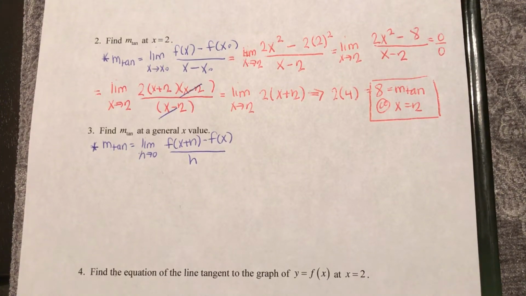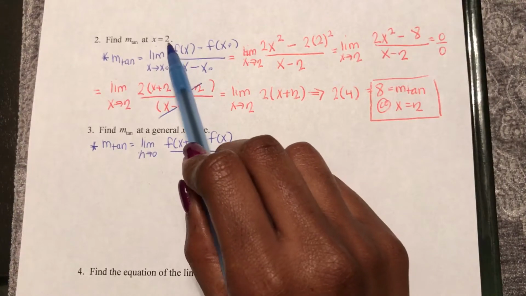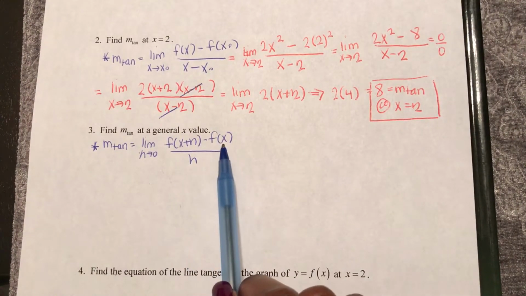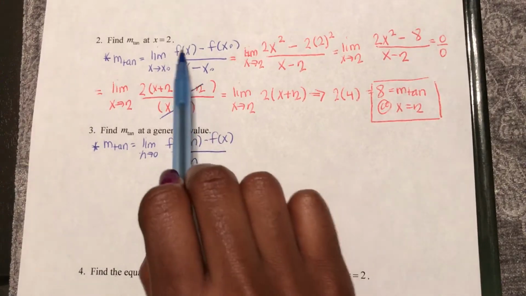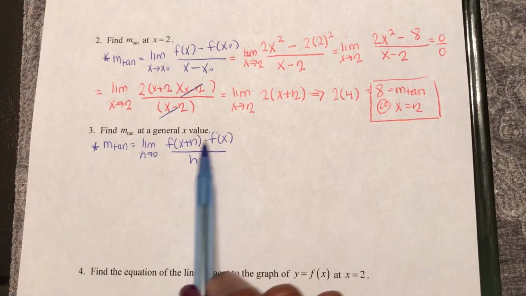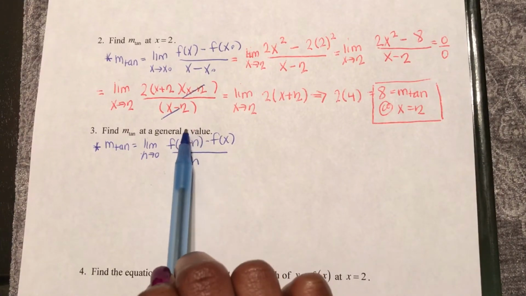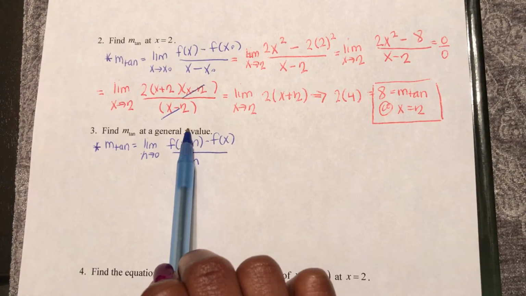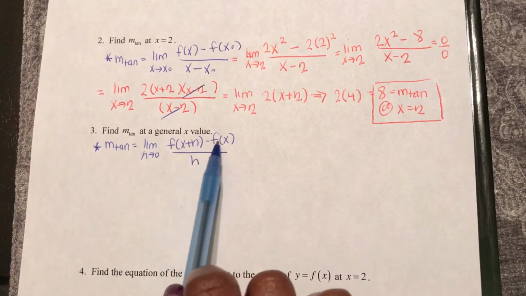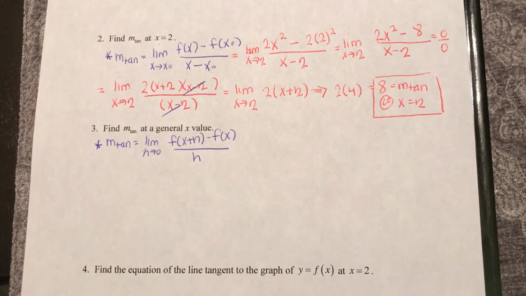So now in number 3, I'm trying to find the slope of the tangent line at any x value. So if I was trying to do it at x equals 2, then I would be plugging in 2 for these x's here. But since I wanted it at any x value, this is just going to stay x, because it doesn't matter what my point of interest is at this point.